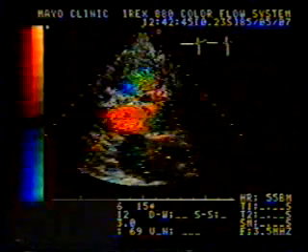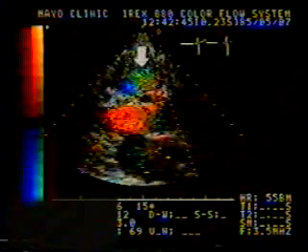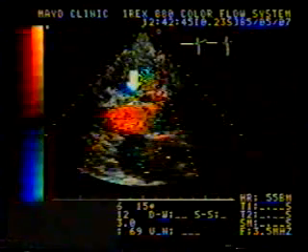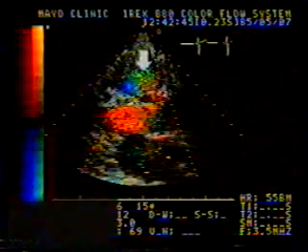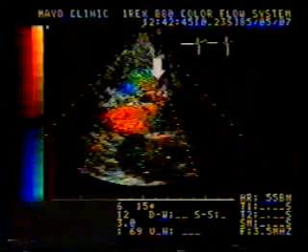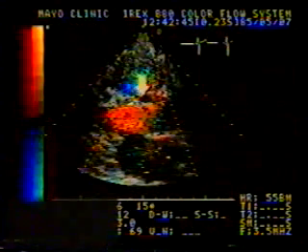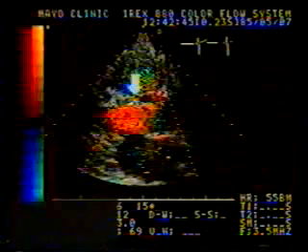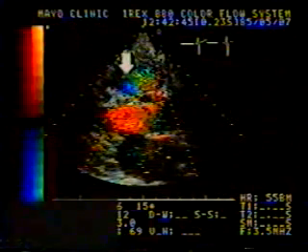This is the systolic frame of a color flow map demonstrating that during systole, a mosaic color jet enters into the right ventricular outflow tract through this small ventricular septal defect.